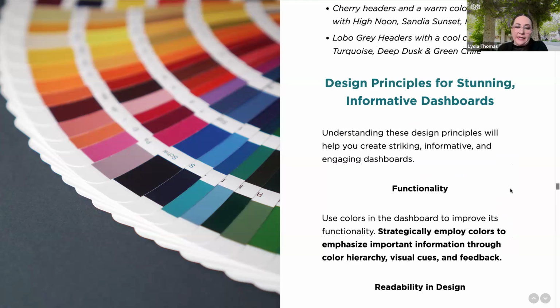First is going to be functionality. Using those colors in your dashboard to improve your functionality, really, you can use it as leverage, as I was explaining. Maybe your data set that's all kind of related is all deep dusk. Really strategically employ your colors to emphasize your important information, color hierarchy, visual cues, and feedback. What we do as graphic designers is we create a set of rules for ourselves whenever we're going to do any kind of performative display like a dashboard. You're going to say, great, all of my headers will be cherry, all of my text will be Lobo Gray, and I'll use turquoise for accents. Maybe that's reversed if you're coming from health sciences. I know turquoise is pretty heavy there.